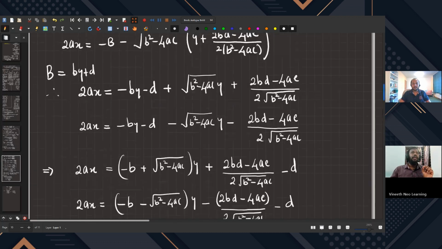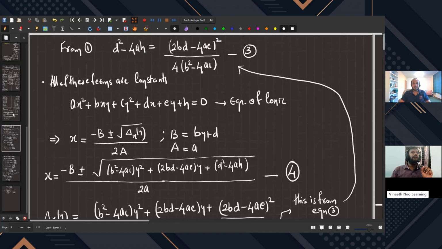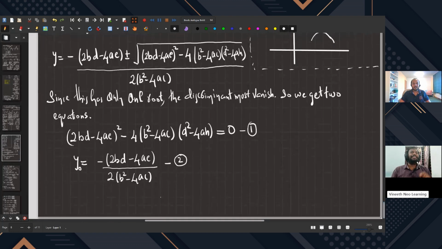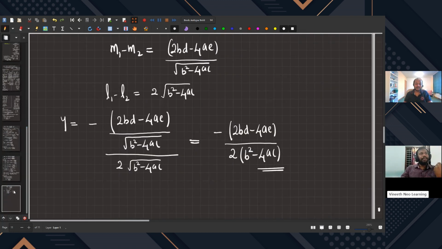If we move upwards and look at the value of y naught here, this is the same number. That is how we know that it intersects at y naught. Your idea is also correct, but you just jumped onto the solution. I'm a little bit intuitive in that way. This is actually y naught.